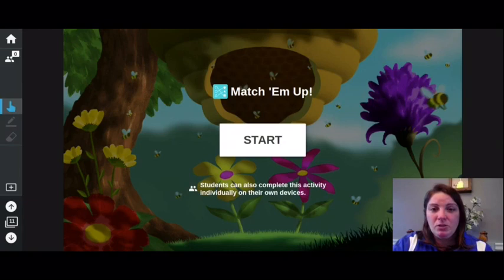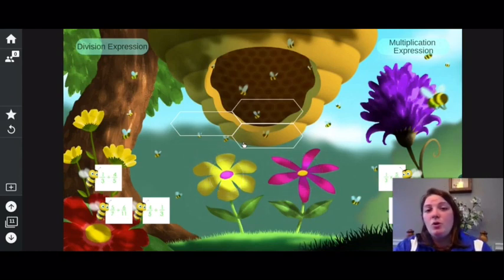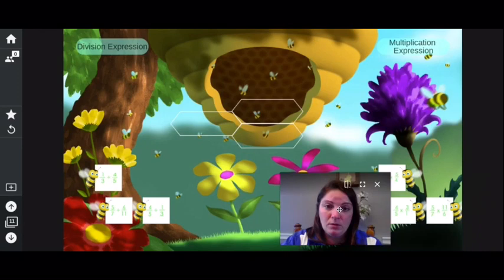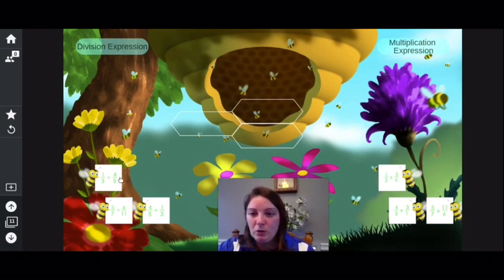All right, let's do a little review. We're going to practice making equivalent expressions. I have some division expressions with fractions, and then I have some multiplication expressions with fractions. And we're going to find the pair to see which one shows that keep, change, flip. So I know they're a little small.